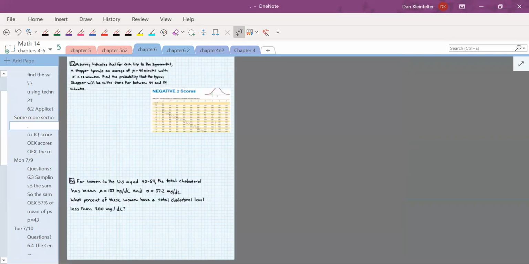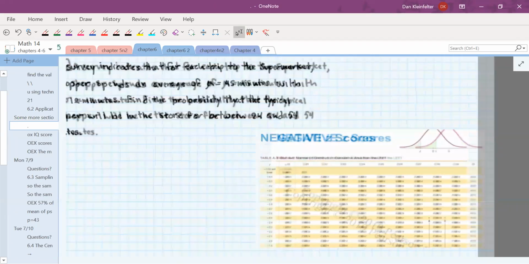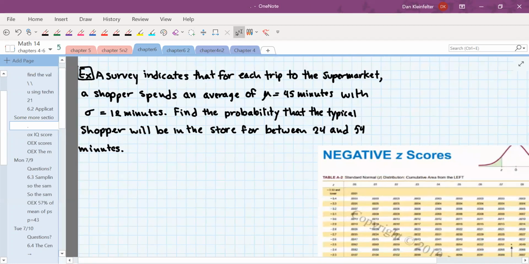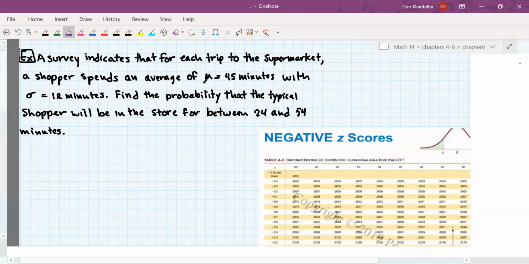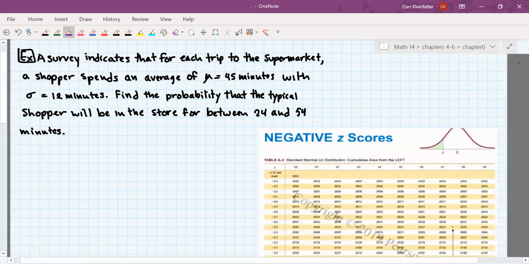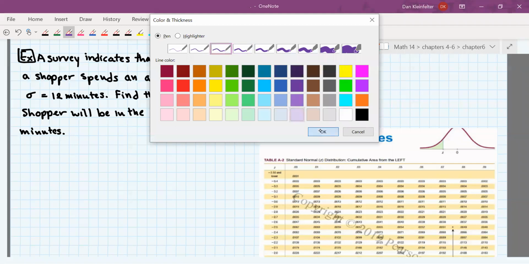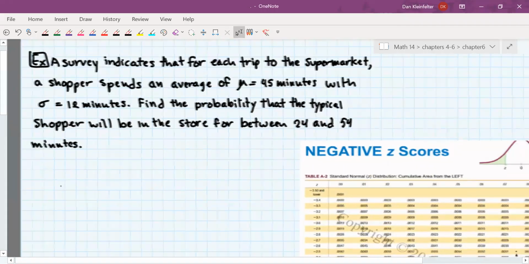So in our first example, the story goes, a survey indicates that for each trip to the supermarket, a shopper spends an average of 45 minutes with a standard deviation of 12 minutes. We want to find the probability that the typical shopper will be in the store for between 24 and 54 minutes. So what we'll want to do is start by making a sketch, as always.